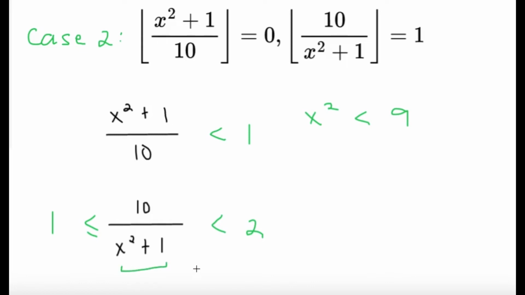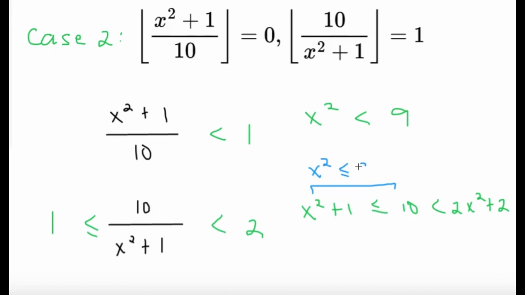Now, multiplying both sides by a certain number in inequalities is technically a bad thing to do, but in this case, we are sure of the sign of x squared plus 1. We know that it's positive because it is x squared plus 1. So we can safely multiply all the terms here by x squared plus 1, and I'll be getting x squared plus 1 is less than or equal to 10, less than 2 times x squared plus 1, so 2x squared plus 2. Now, let's try to focus on the first two and the last two. The first two give me x squared plus 1 less than or equal to 10, so x squared is less than or equal to 9.